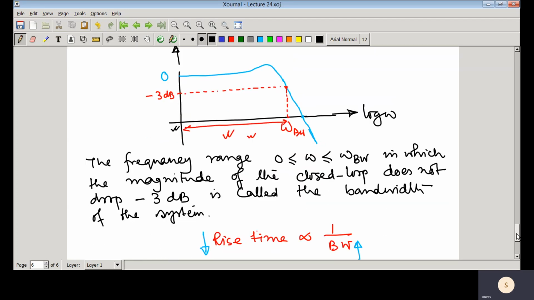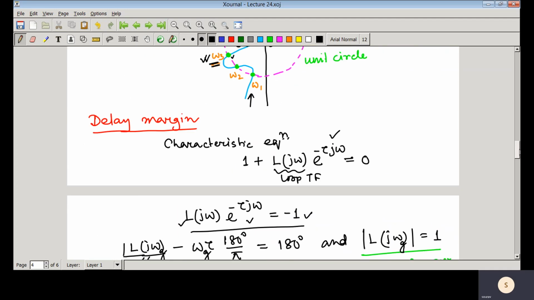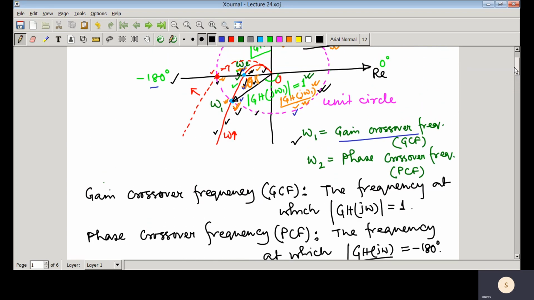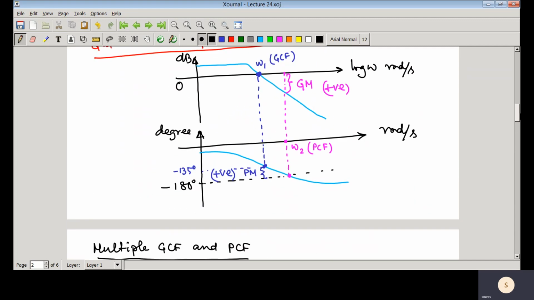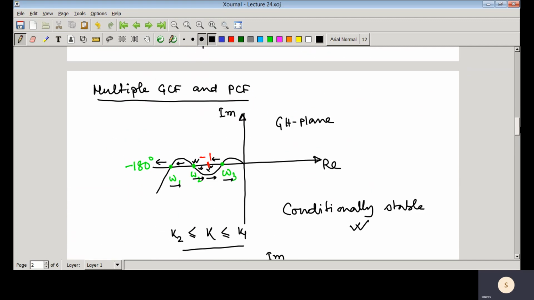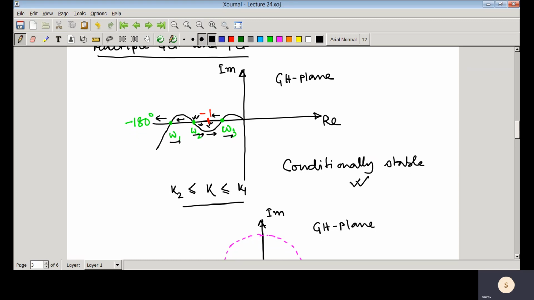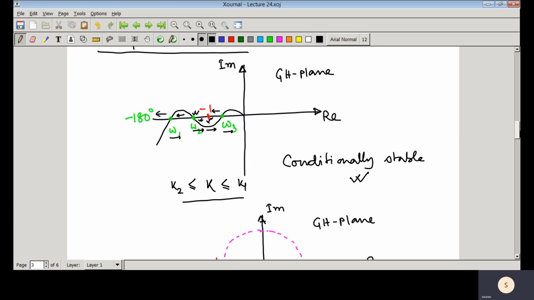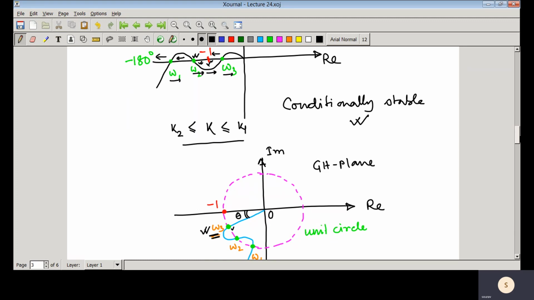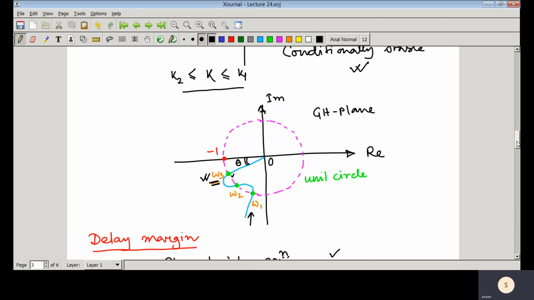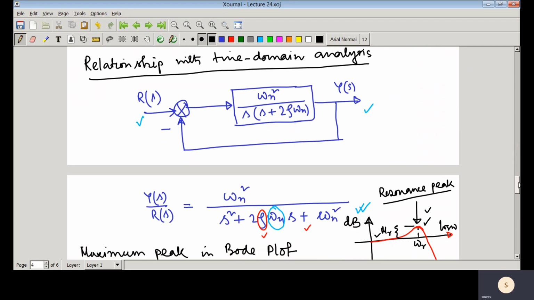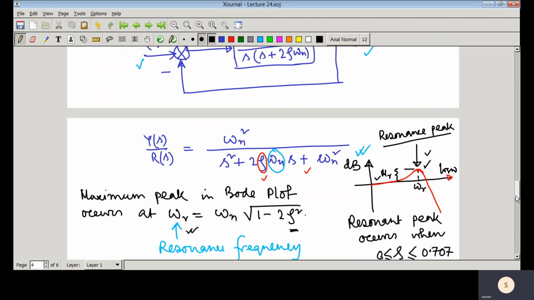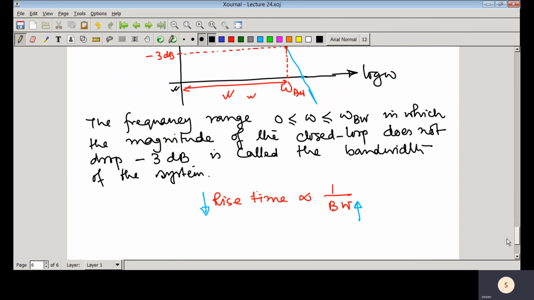So today, what we have discussed is what is gain margin, phase margin, and what is gain crossover frequency, phase crossover frequency, what is the delay margin, and how to find the gain margin and phase margin from the Bode plot. And if you have multiple gain crossover frequencies and phase crossover frequencies, how to handle those situations. In one case it would be a conditionally stable system, and in another case you can find the phase margin. And here we have established some relationships between the time domain analysis and the frequency domain analysis, and finally we have given the definition of bandwidth.